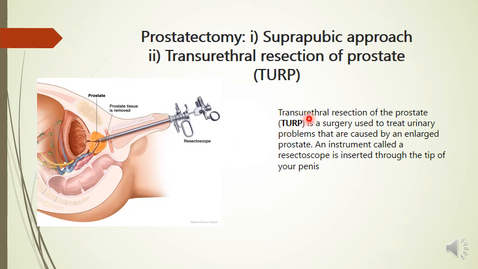Another procedure is TURP, transurethral resection of the prostate. In this, through the urethral opening, the resectoscope, this instrument is called a resectoscope, is inserted through the urethra, and once we reach the prostatic urethra, then the part of the prostate is removed. So that is transurethral resection of the prostate.